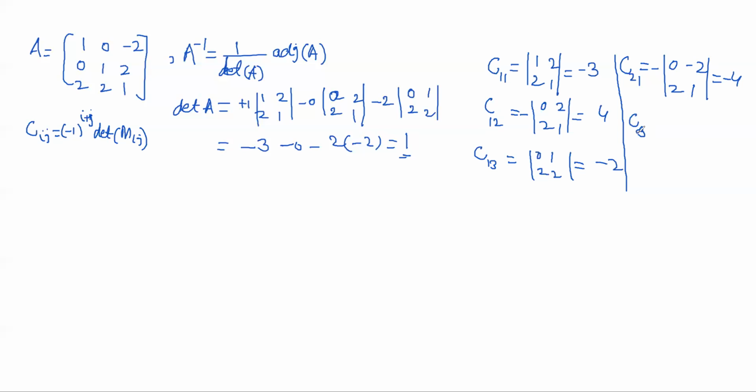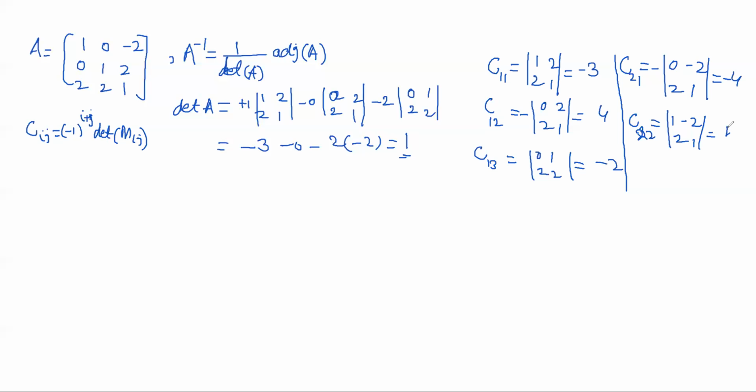C3, C22. Okay, C22. So 2 plus 2 is 4, so it will be with plus sign. So 2, 2. And then 1 minus 2, 2, 1. So what we will get over here, the determinant, C22?